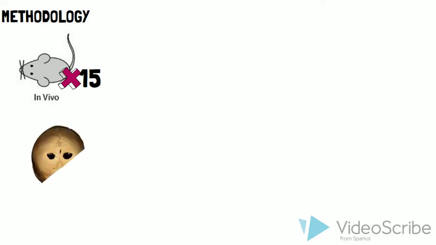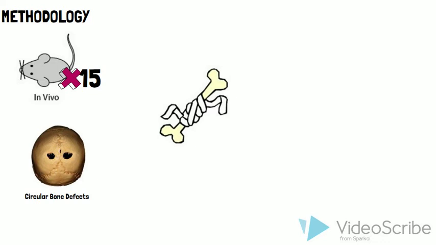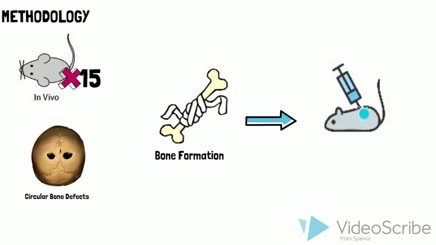bone metabolism. Two critical-size circular bone defects were created to both parietal bones bilaterally. New bone formation and mineralization was observed by injecting the rats with fluorochromes.